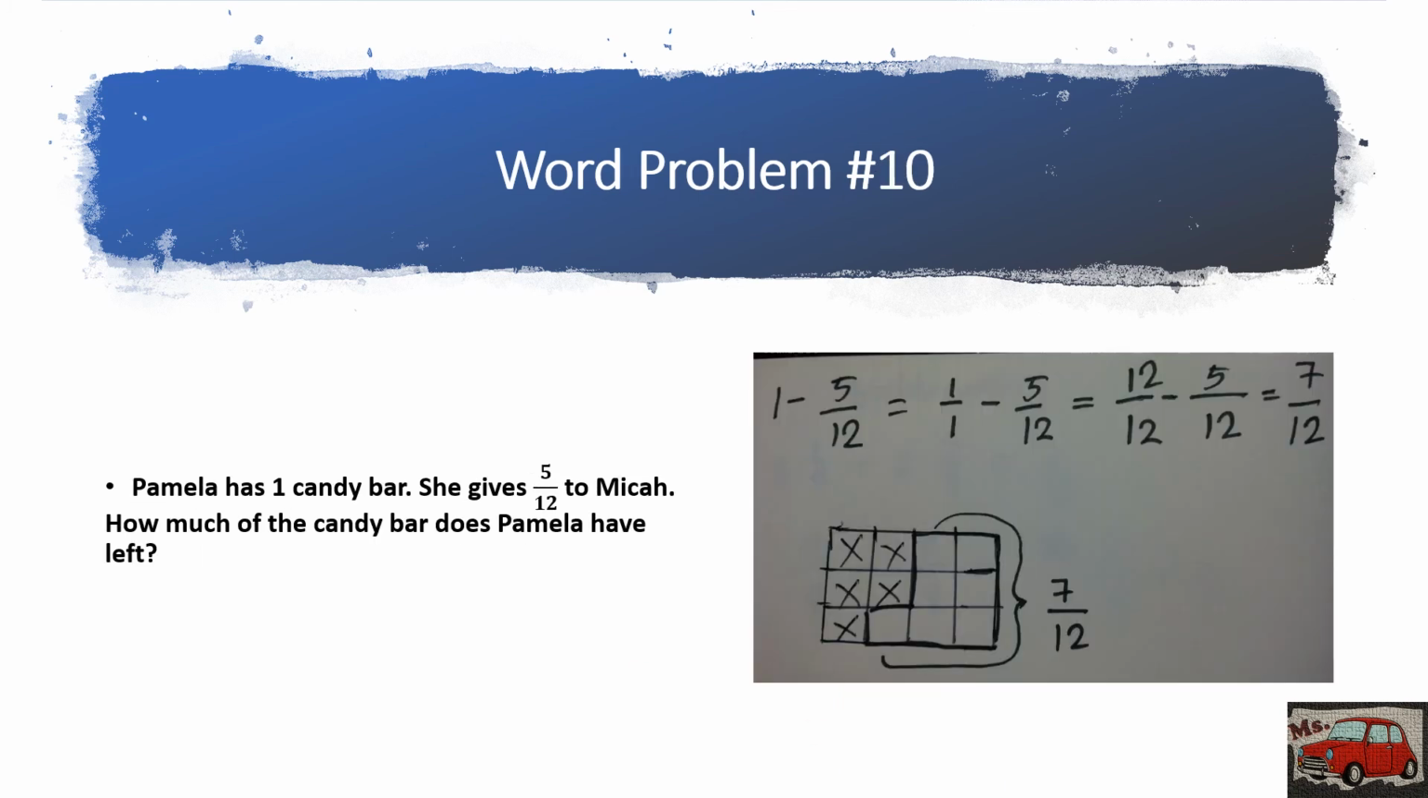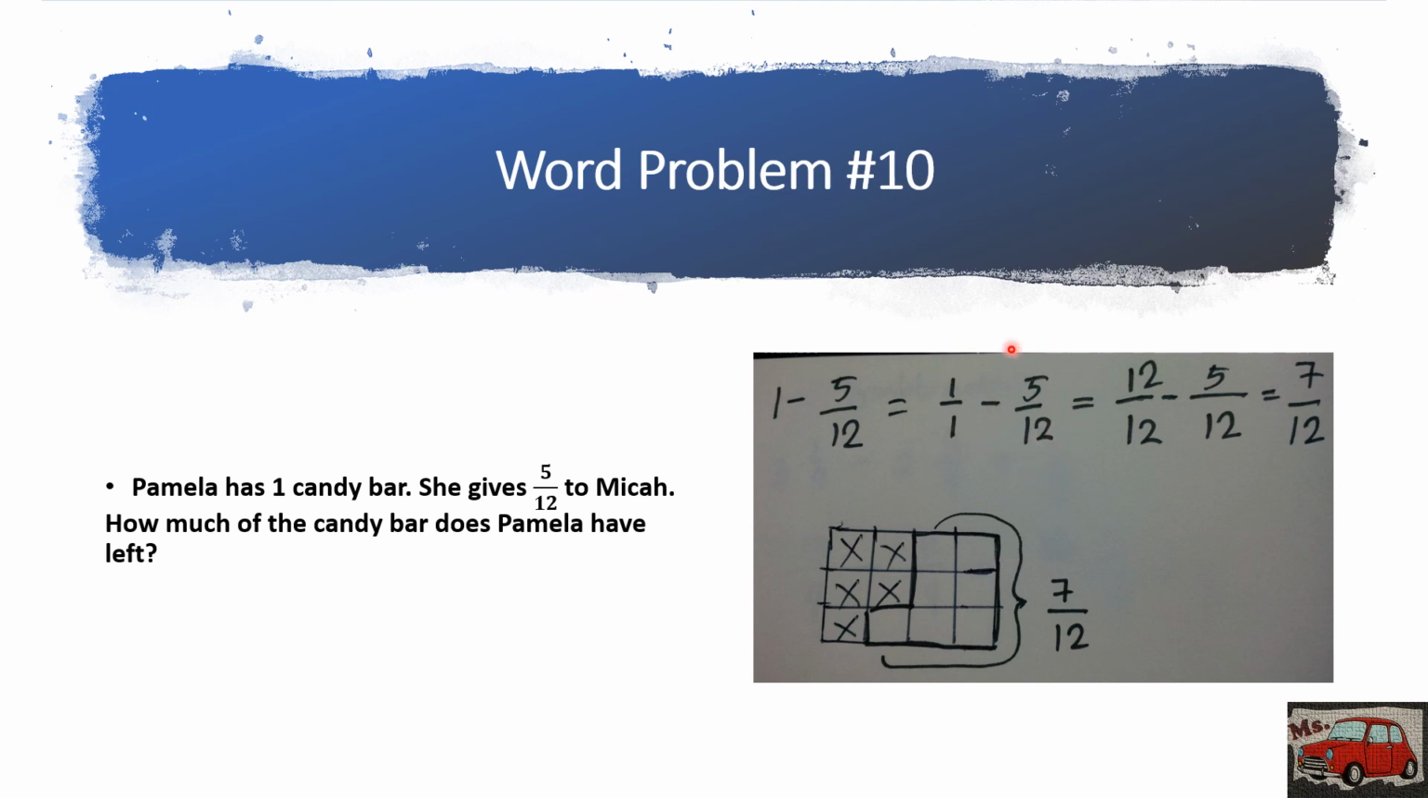Pamela has 1 candy bar. She gives 5/12 to Micah. How much of the candy bar does Pamela have left? Okay, so titingnan natin kung ilan na daw yung natira dun sa candy bar kung nagbigay siya ng 5/12 kay Micah. So, we will use subtraction. So, 1, yung isang candy bar, minus 5/12. So, if we will do that, yung 1, gagawin natin fraction, that is 1/1. Kapag ang whole number ginawang fraction, laging 1 yung denominator. Okay? So, let's minus them.